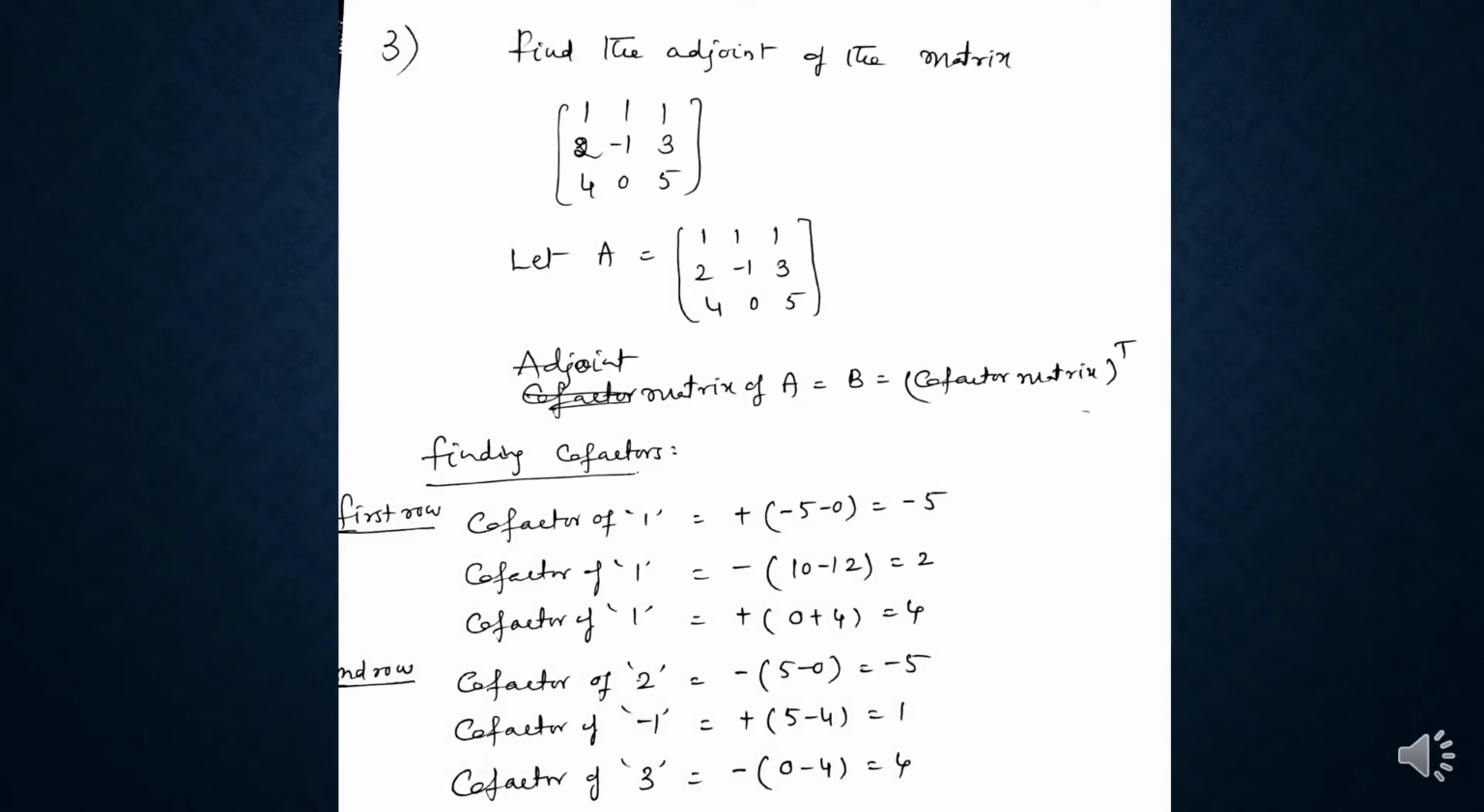Find the adjoint of the matrix 1 1 1, 2 minus 1 3, 4 0 5. Let us take the given matrix as A. A is equal to 1 1 1, 2 minus 1 3, 4 0 5. So what is the adjoint matrix of A? The adjoint matrix of A is equal to the transpose of the cofactor matrix, that is the cofactor matrix whole transpose.